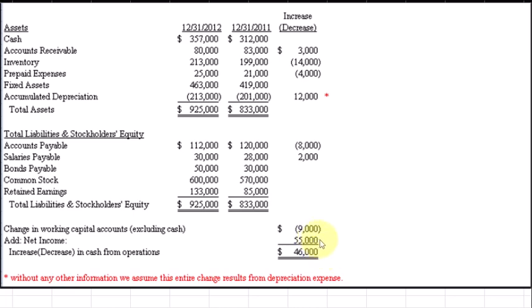This problem didn't have any, but usually depreciation needs to be added back, and that's because depreciation is an expense that doesn't involve cash. Okay, when we record depreciation, we increase depreciation expense and increase accumulated depreciation. Neither of those accounts involve the cash account. And that's why normally we have to add back depreciation when we're calculating the change in the cash flow from operations.